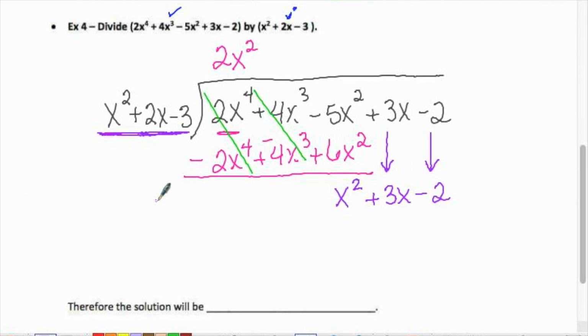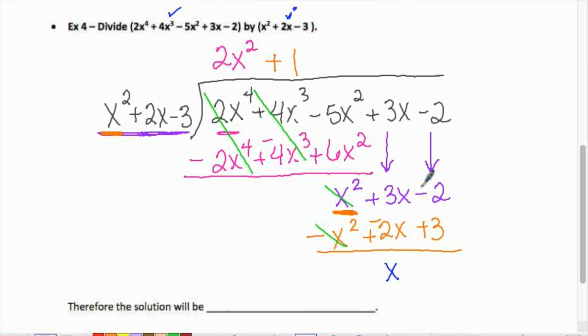Every row should be a trinomial in this case. So now we're going to look at, again, first term here and first term here. In this case, x squared times a positive 1 would give me x squared. So that would be x squared plus 2x minus 3 if I multiply that 1 times each term. Draw your line, change your signs, and these guys cancel. 3x minus 2x would give me x, and then -2 plus 3 gives me plus 1.